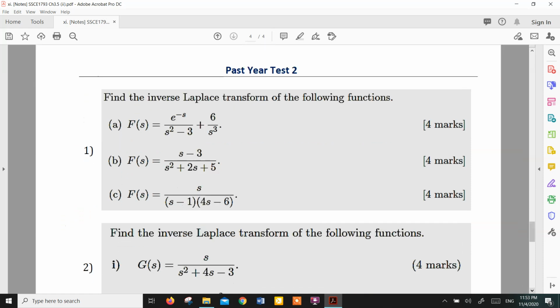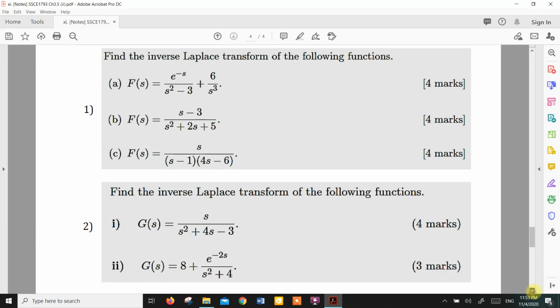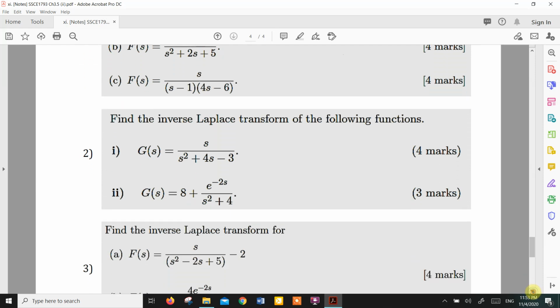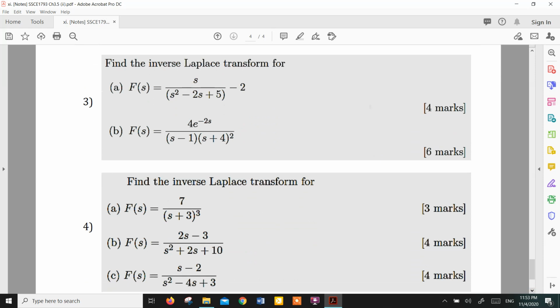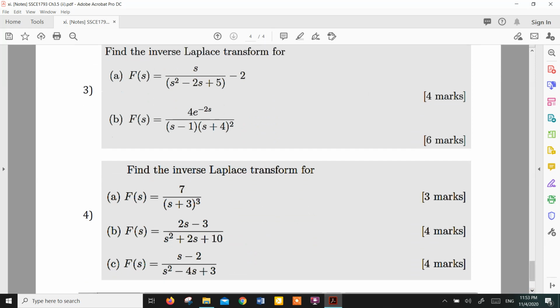I'll leave you with past year test 2 as your assignment as usual, for chapter 3.5 part 2, and you have to submit it in the e-learning as usual. So this is the question. Okay, I'll stop here.